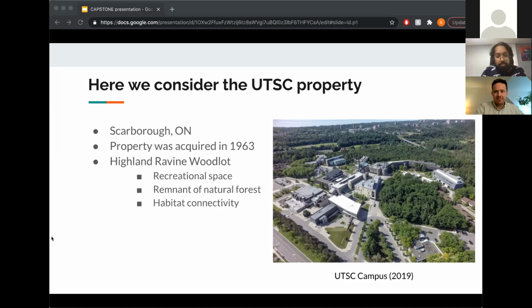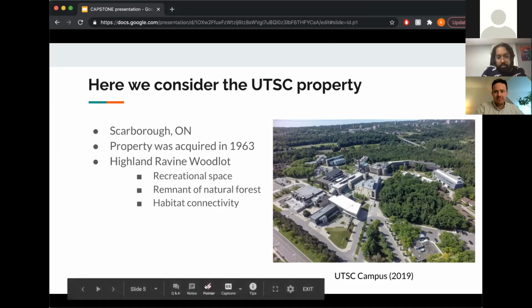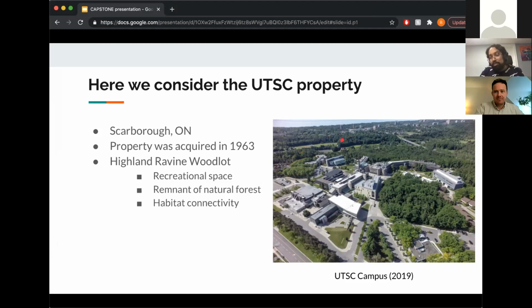Regarding the forested property, you can see that there are many woodlots kind of isolated around the property going all the way back here. But the woodlot that encompasses most of the woody cover on the property is actually the Highland Ravine woodlot, which is this one right here behind the campus property. It also doubles and has become an important recreational green space in Scarborough for residents and students, as well as being a remnant of the Highland Ravine forest that houses significant biodiversity within an urban context.